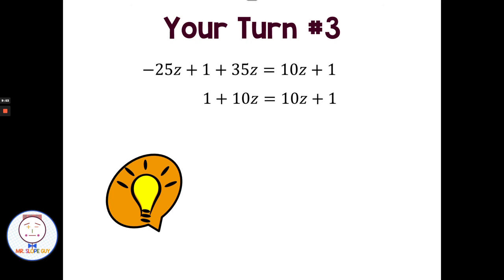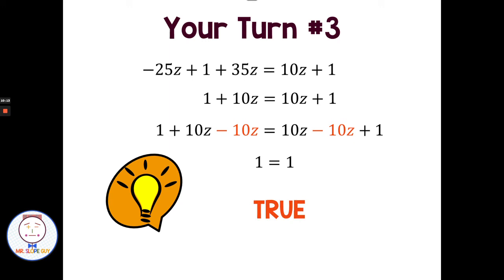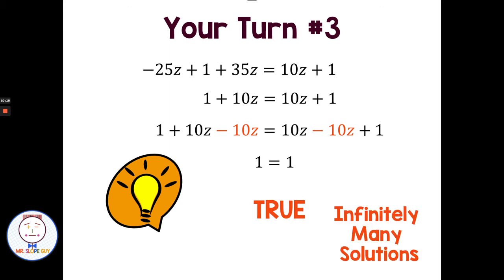If I subtract 10z from each side in attempting to get the z's to one side, the z's will go away because a positive 10z minus 10z gives you 0 amount of z. 0z is just 0. The z's eliminate and I'm left with the statement 1 equals 1. Is that true or false? That is true. So since that is true, if my variable dropped out and I have a true statement, then I have infinitely many solutions, or all real numbers, meaning any number I put in for z will work in the original equation.